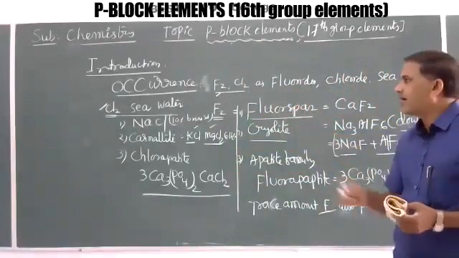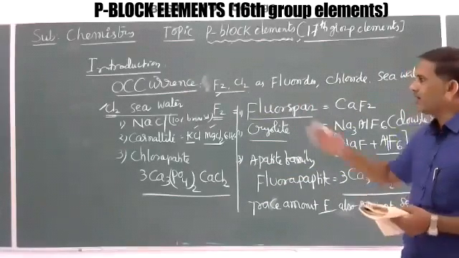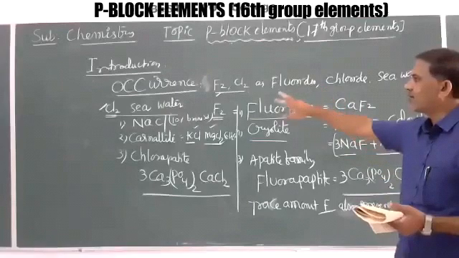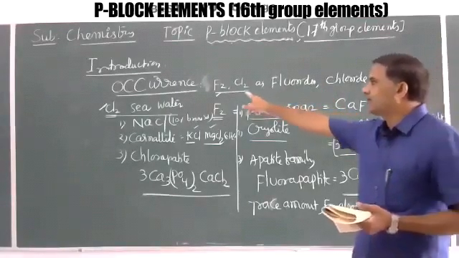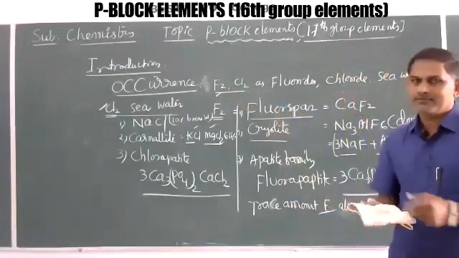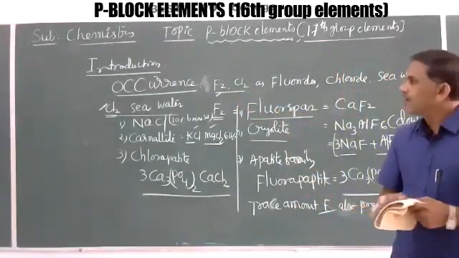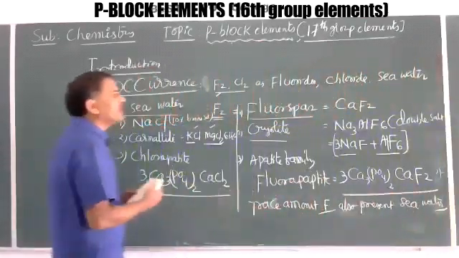Astatine, as already explained, is a radioactive element. Except astatine, all the remaining elements exist as diatomic molecules, that is X2, like fluorine, chlorine, bromine and iodine. Clear? After this, the electronic configurations of these 17th group elements. Okay? Listen carefully.